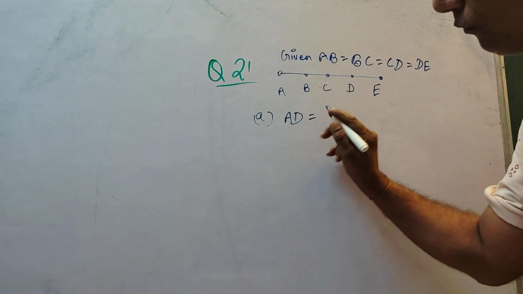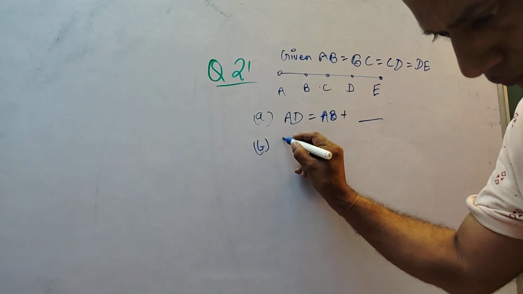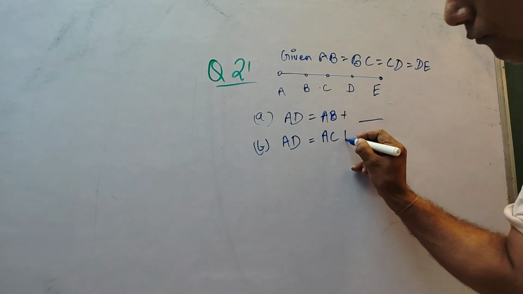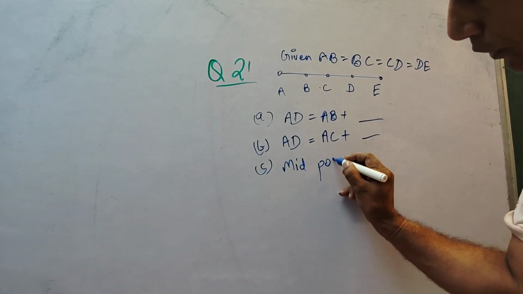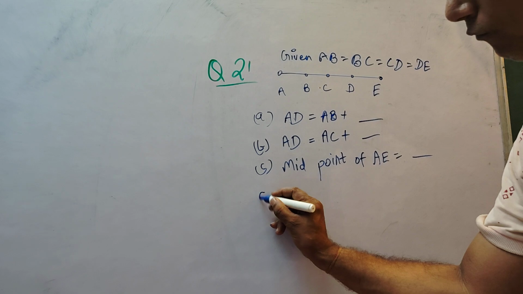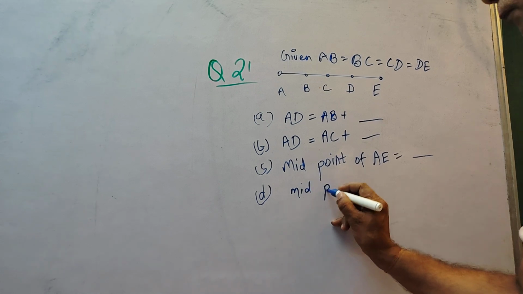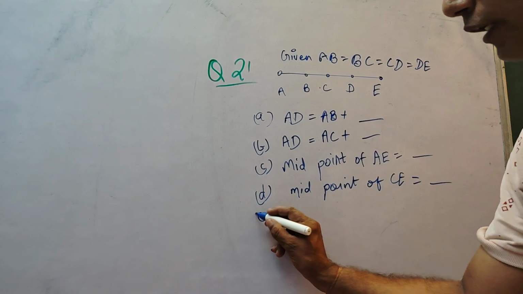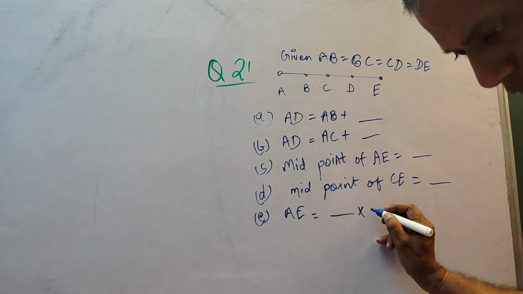AD equal to AB plus, second fill in the blanks, AD equal to AC plus, third is midpoint of AE, fourth point is midpoint of CE, and fifth point is AE equal to dash times AB.